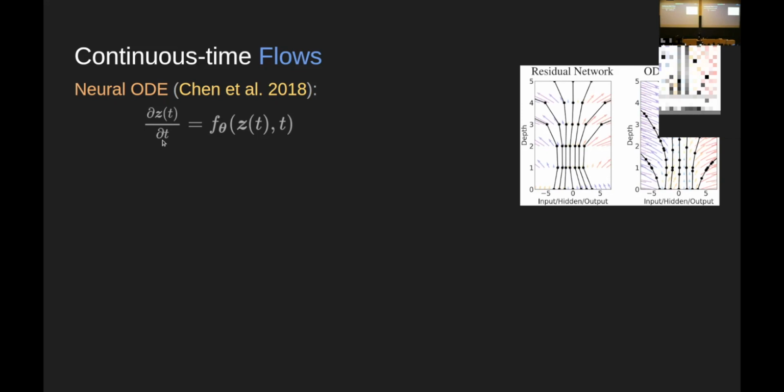So t is the depth, and z of t, think of it like the activations that change with time or with depth. And you can see the x-axis here would be one of the activations, for example. So how that changes as you go deeper in the network is given by some function that depends on the current activations and the time. And what makes it a neural ODE is that they use a neural network for this. So the dynamics are described by a neural network with some parameters theta.